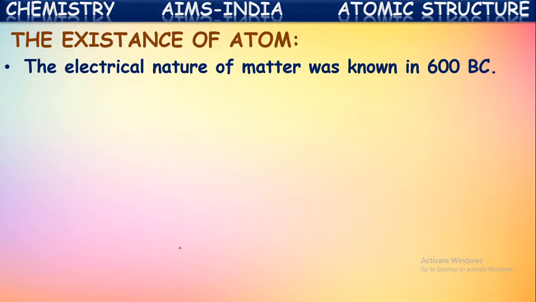The electrical nature of matter was known in 600 BC. Here we are going to see the serial developments, how they have done the experiments, what they found first, and in which way the structure of atom is being designed or supposed. First of them, at the earlier stage, around 600 BC itself, the electrical nature of matter was found. They came to know that yes, matter is existing with some electrical nature in 600 BC.